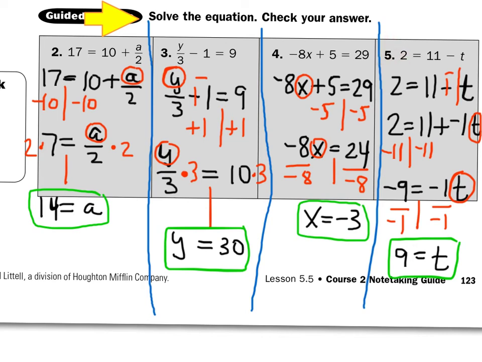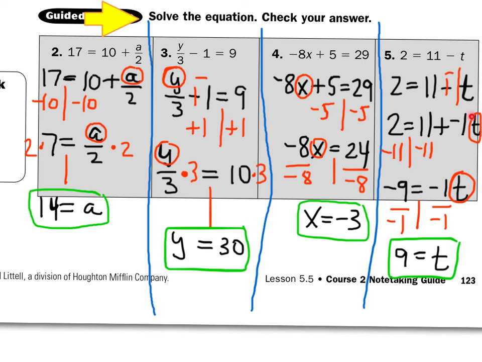All right, take a look at the last one, number 5. 2 equals 11 minus t. So there's something I got to do right away with my red pen. Remember, when a variable is all by itself, put that giant 1 in front so you can see it. And of course, when you see subtraction, add a line and change the sign. So this equation is 2 equals 11 plus negative 1t.